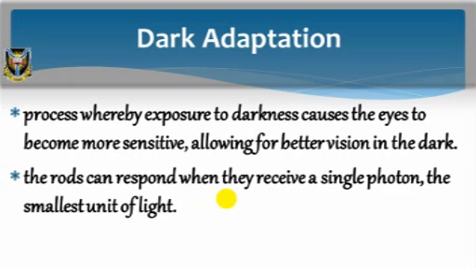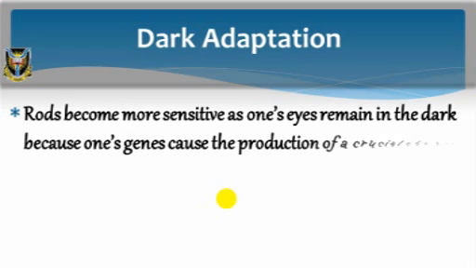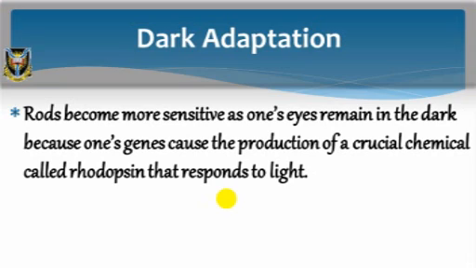Part of the increased sensitivity to what light there is arises because your pupil enlarges when you are in darkness. In fact, it can expand to let in about 16 times as much light as enters in full daylight. In addition, the rods actually become more sensitive as your eyes remain in the dark, because your genes cause the production of a crucial chemical called rhodopsin that responds to light. Because of the way the rods are arranged on the retina, if you want to see best at night, look slightly to the side of what you want to examine. Freeberg, 2006.